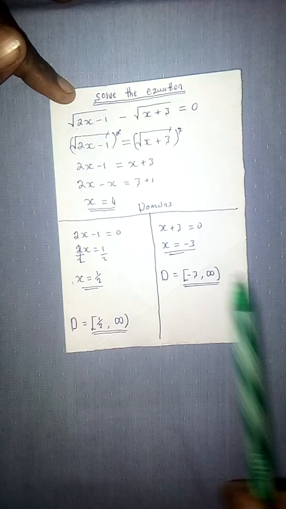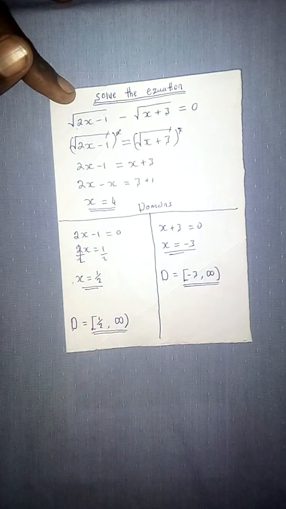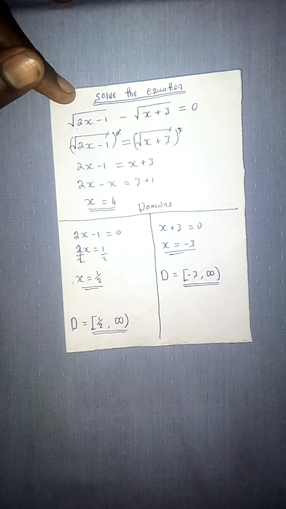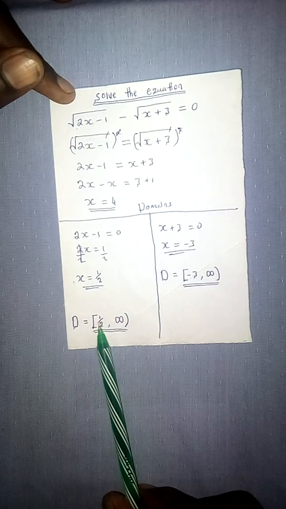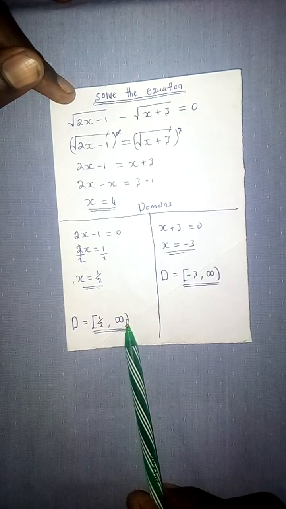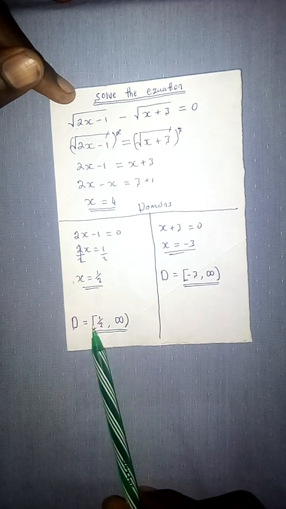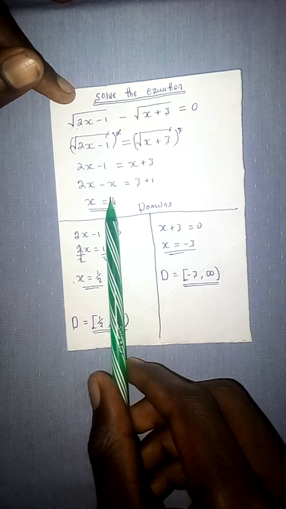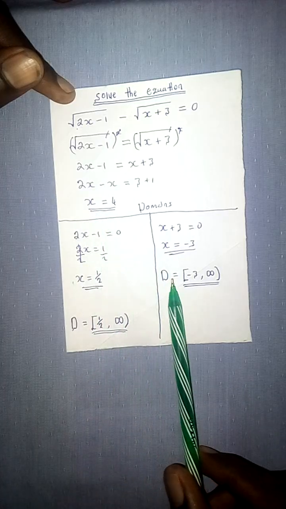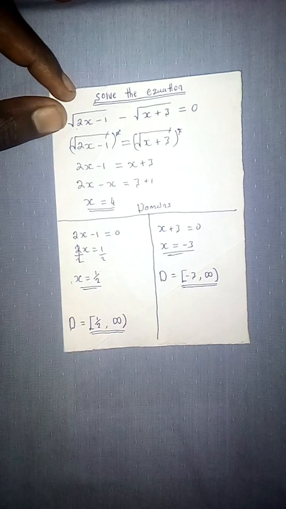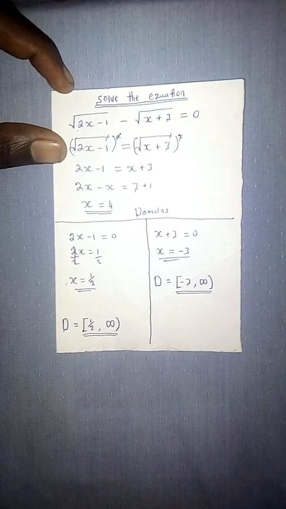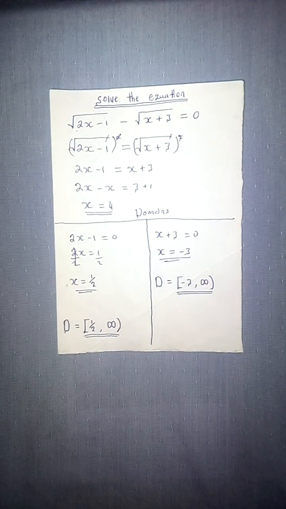So our x being equal to 4 makes sense. Why? Because our domain for this part is between half, which is 1 over 2, all the way up to infinity, and within this range we have our x. And between negative 3 and positive infinity, we still have our x. Therefore, our answer becomes x is equal to 4.